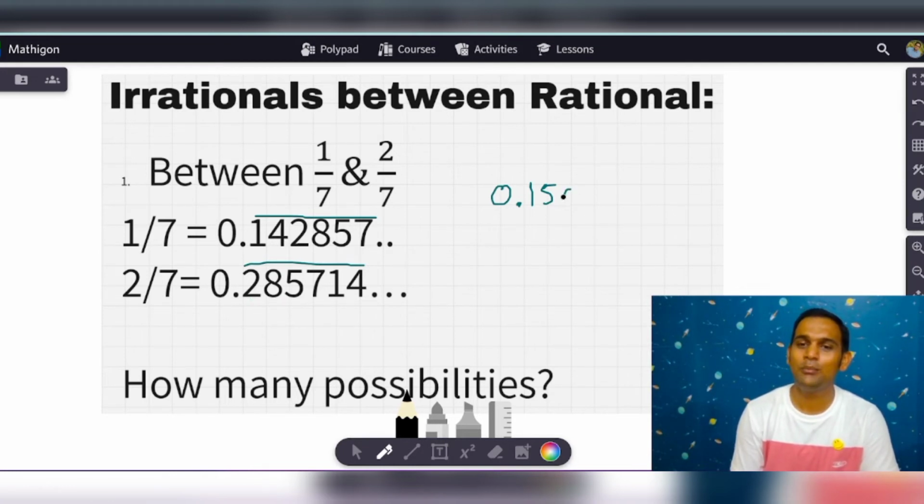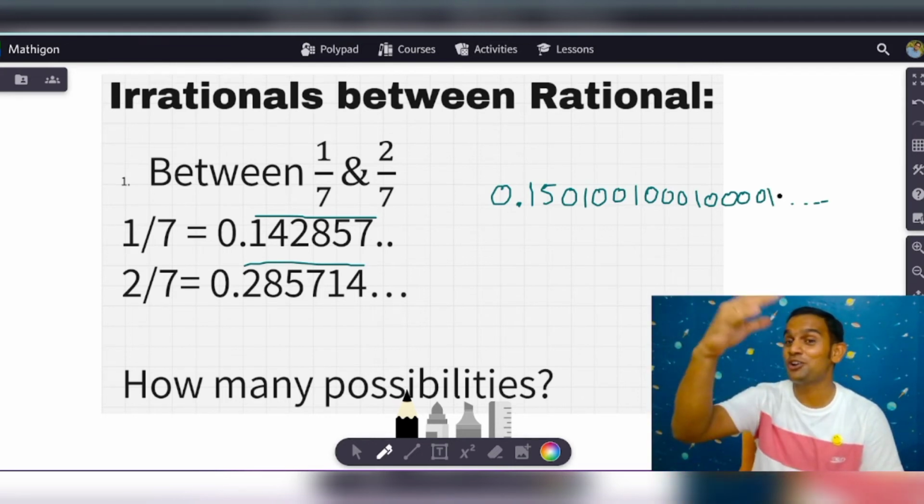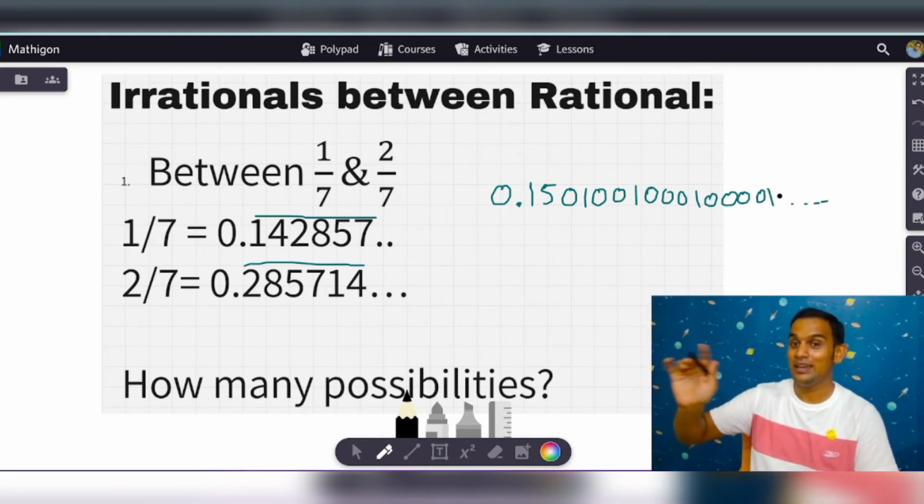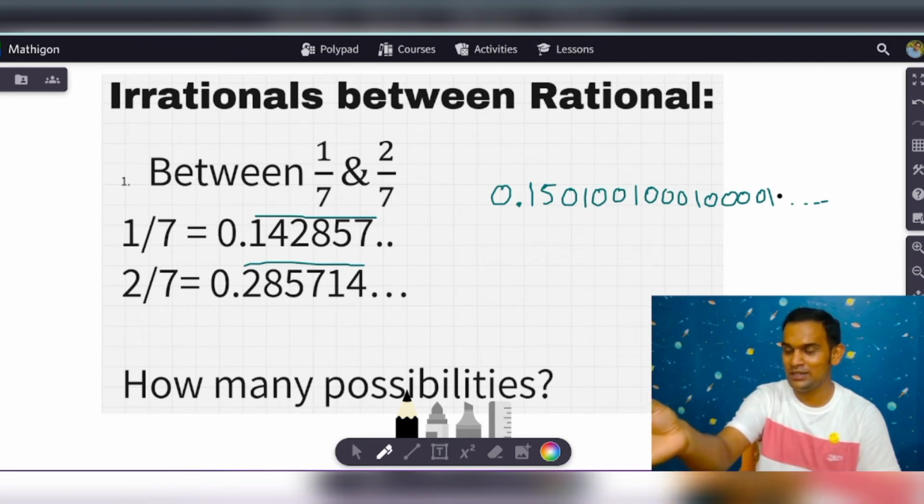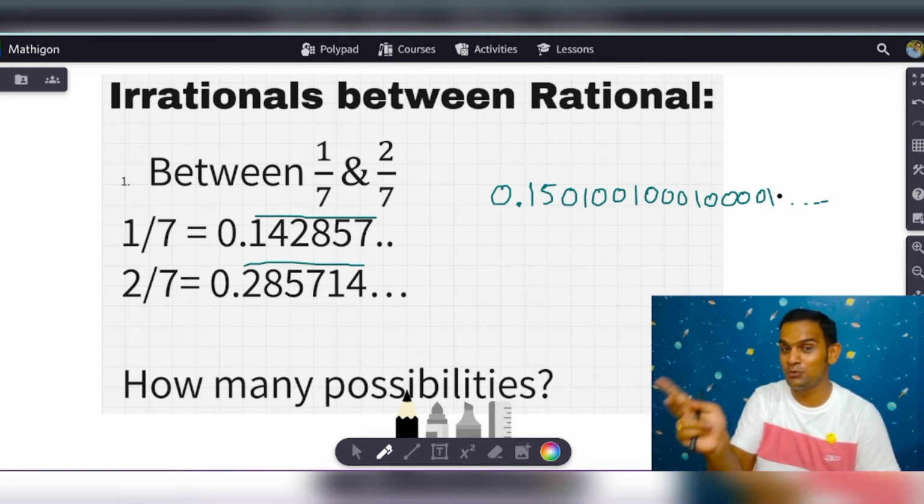Now make any kind of pattern: 0 1 0 0 1 0 0 0 1 0 0 0 0 1, and so on and so forth. This pattern is never ending, and it is not repeating either. There is some repetition, but that repetition is not the same number repeating. I hope you understand that.